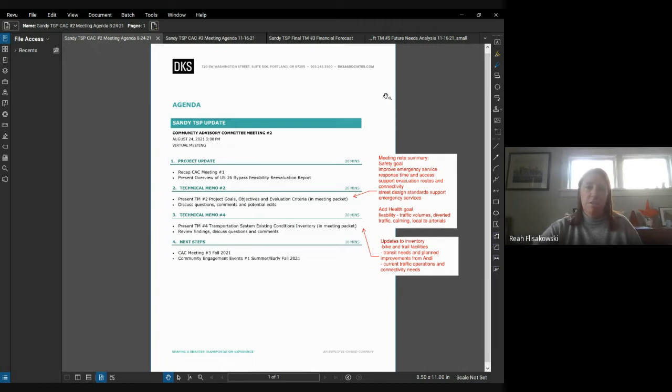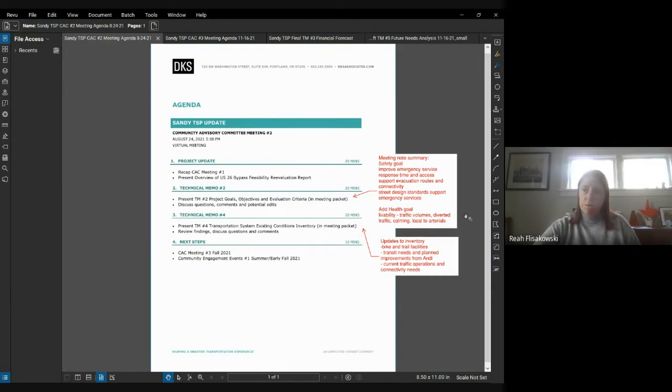Yeah, so this is the agenda from that meeting. So I just wanted to give you guys a quick summary. During our past CAC meeting, we looked at Tech Memo 2, which is the project goals, objective, and evaluation criteria. And I heard some recommendations through our discussions about making some changes to the safety goals. You can see my notes over here about emergency services and some response time. And we talked a little bit about connectivity and the street design standards. So those updates were made to the goals.